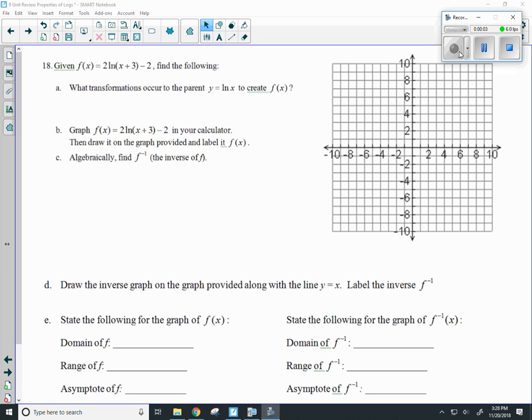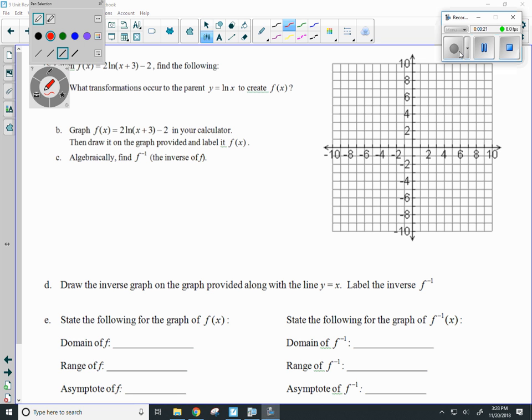Right, number 18 is really similar to number 17, but we're going to actually graph this one on paper and pick out a couple key features of the graph. So for starters, we're given the function f of x is equal to 2 ln(x + 3) - 2. And we're asked to first find transformations.